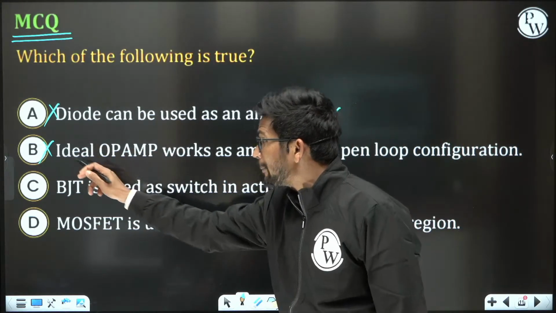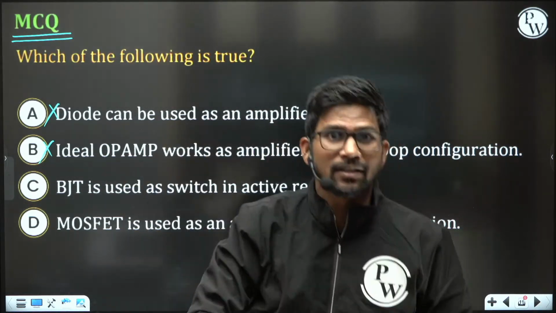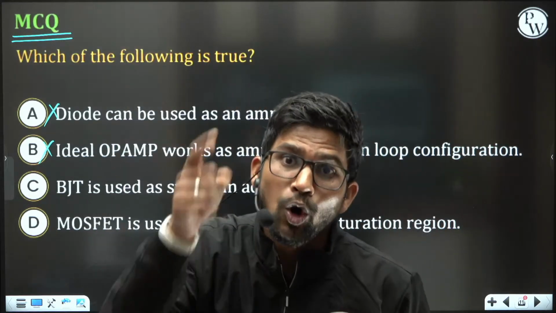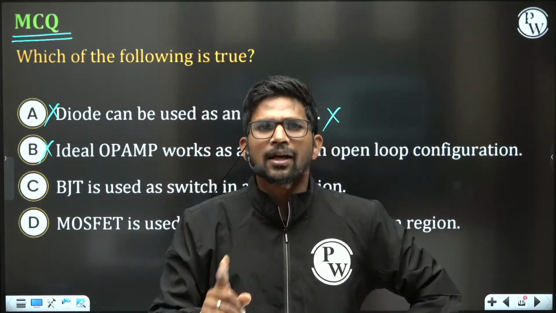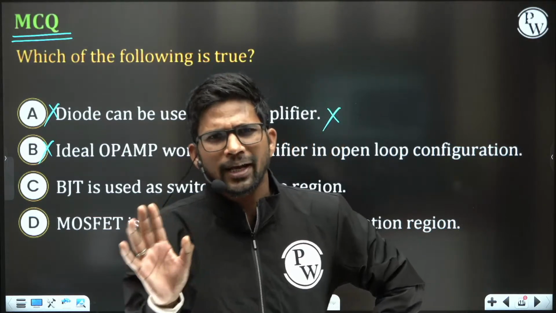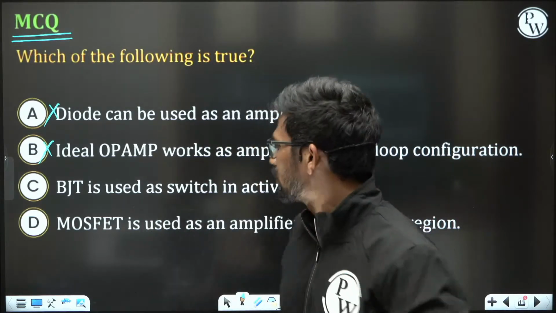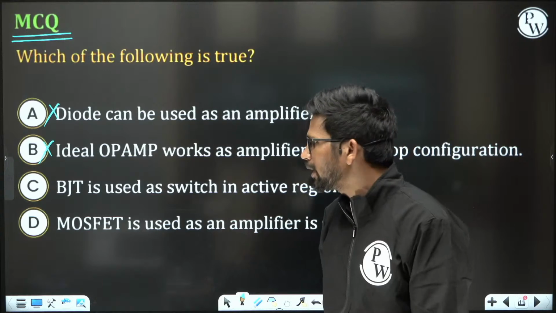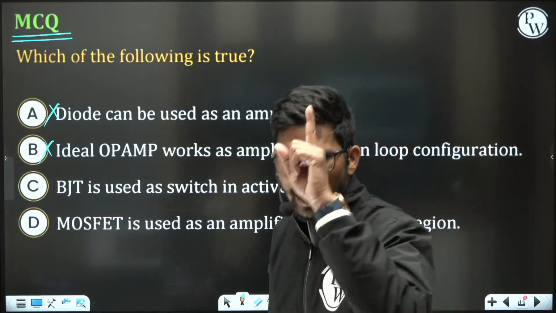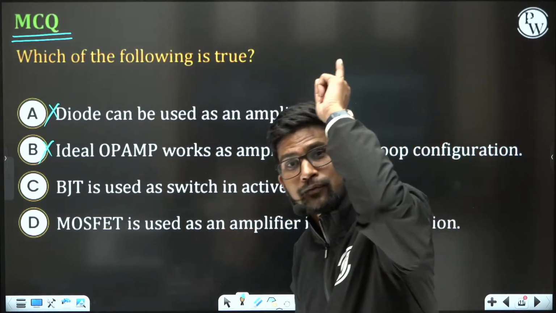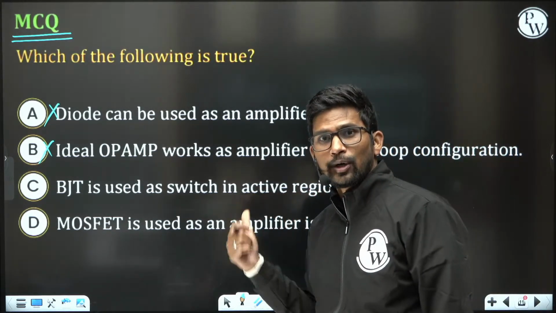If the op-amp is non-ideal and the open loop gain is finite, then in open loop configuration also the op-amp works as an amplifier. If the open loop gain comes out to be finite, then that op-amp will definitely be a non-ideal op-amp, and it will work as an amplifier in open loop configuration also. So this word ideal is very, very important. Because of infinite gain, it works as a comparator in open loop configuration.